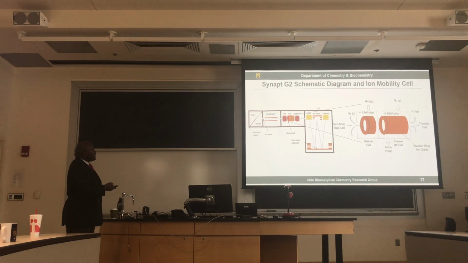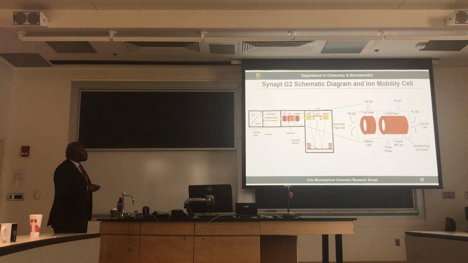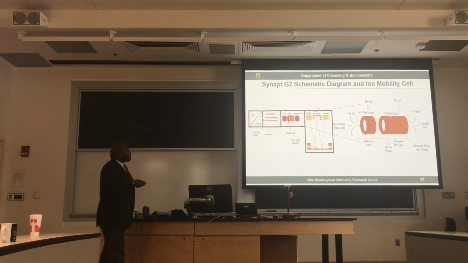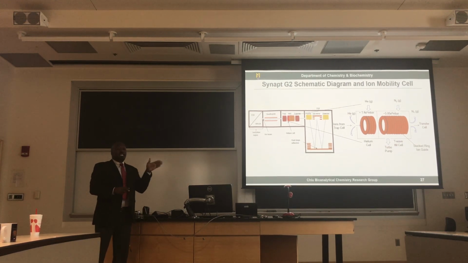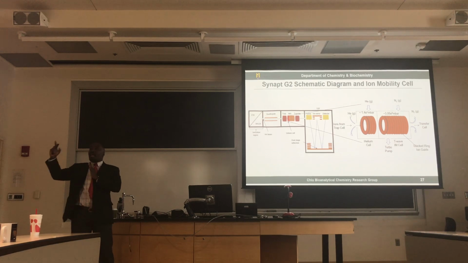So again, to remind you, this is the instrument that we use, and what I've done here is zoom in on the ion mobility part of the instrument. In the ion mobility part of the instrument, we have 2 portions, 2 cells. One of them is the helium cell, and the other one is the IMS cell.